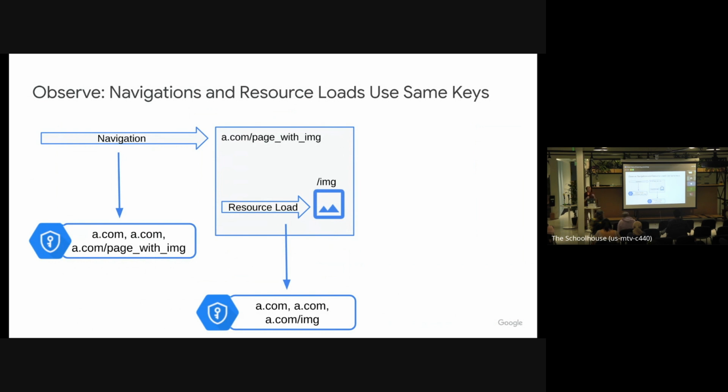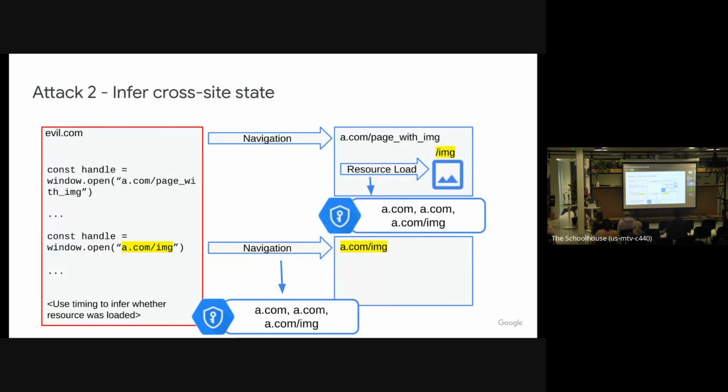A navigation will share a cache partition also with resource loads on any given page because of how the triple key is computed for navigations and for resource loads. So what this means is you can actually perform certain types of cross-site leak attacks called cross-site search attacks, where an attacker can probe state from an arbitrary page.